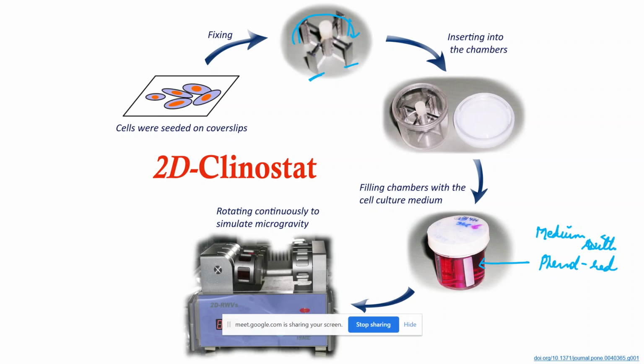As you can see, it just looks like a box. And then you can add it here, this will be inserted here. And then it will be rotated continuously to simulate microgravity. So a clinostat is majorly used in plant cell culture or plant cell biology, but this is an example of a 2D clinostat where it can be used for normal cell culture as well, depending on the kind of application that you want and why you want to study the growth of your cells in microgravity.